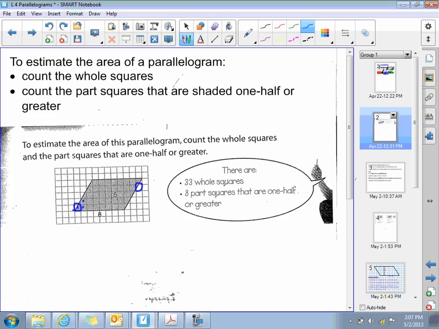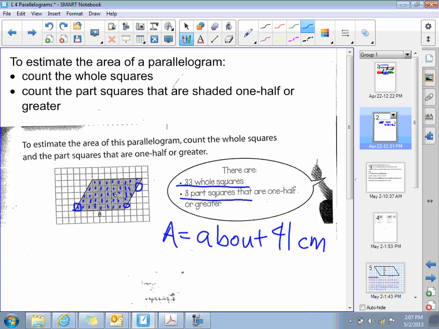1, 2, 3, 4, 5, 6, 7, 8. Skip this guy at the top. 9, 10, and so on up to 33. I'm going to skip him. 34, 35, 36, 37, 38, 39, 40, and 41. So I had 33 whole squares and I have 8 part squares. So my area is going to be about 41 square centimeters.